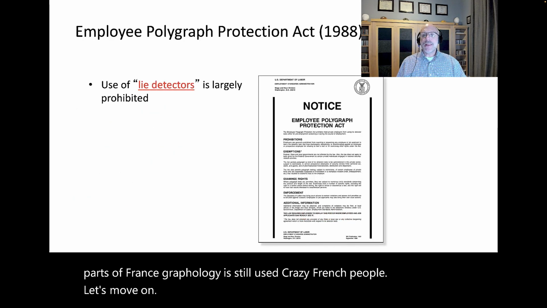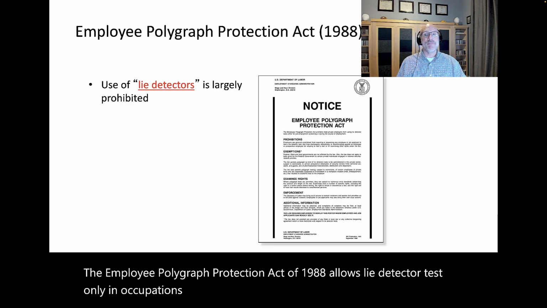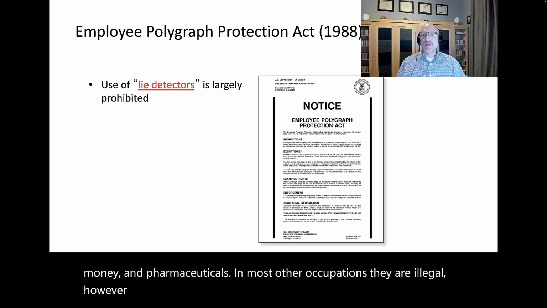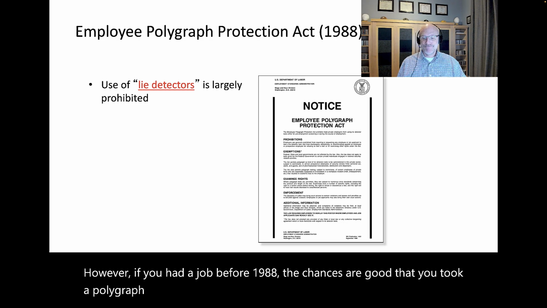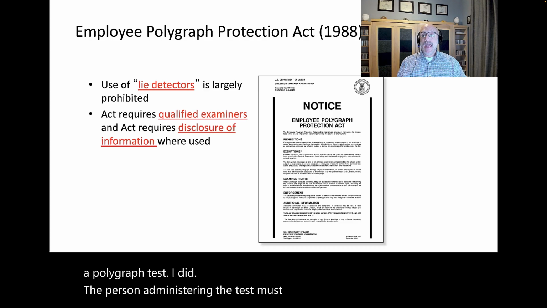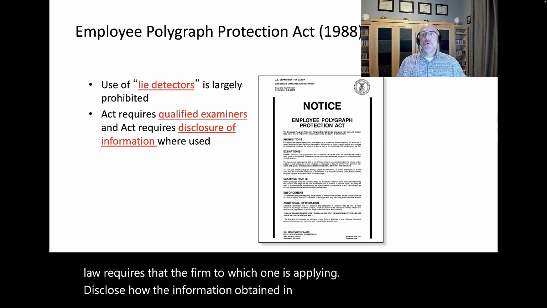The Employee Polygraph Protection Act of 1988 allows lie detector tests only in occupations that require the handling of firearms, large amounts of money, and pharmaceuticals. In most other occupations, they are illegal. However, if you had a job before 1988, the chances are good that you took a polygraph test. I did. The person administering the test must be a qualified examiner, and the law requires that the firm to which one is applying disclose how the information obtained in the test will be used.